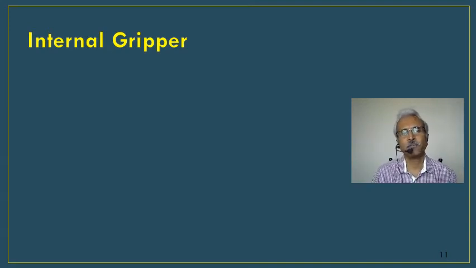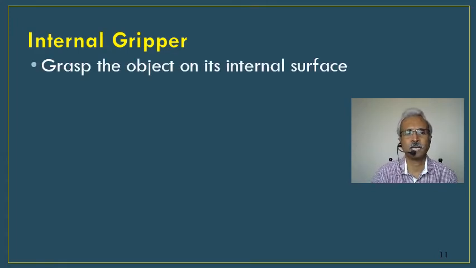So another way of classifying grippers is how do you hold an object? Do you hold it from the outer surface or hold it from the inner surface? So let's see what it is. The internal gripper means it grasps the object on its internal surface, right? So why should the gripper grasp from the internal surface?